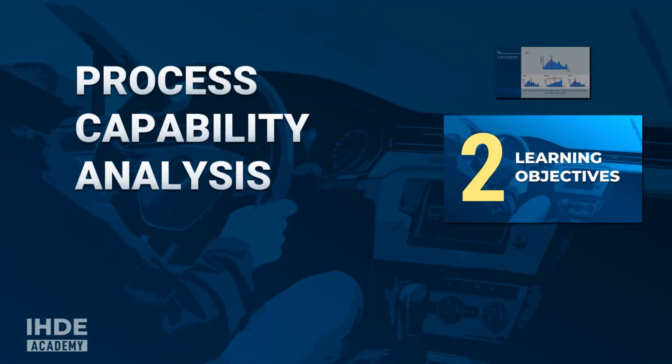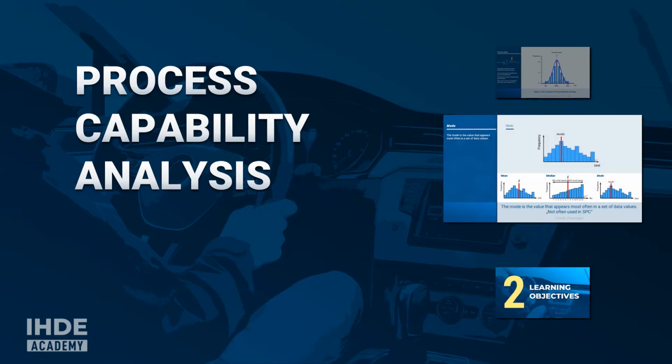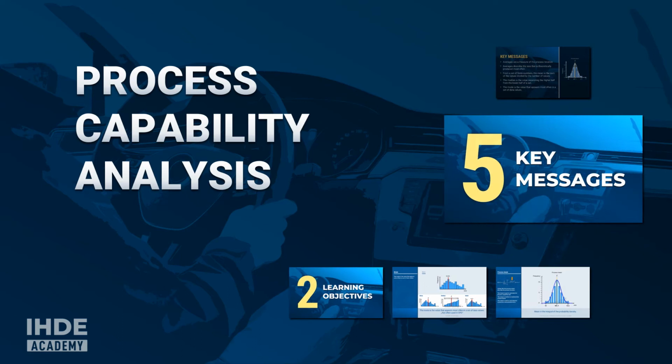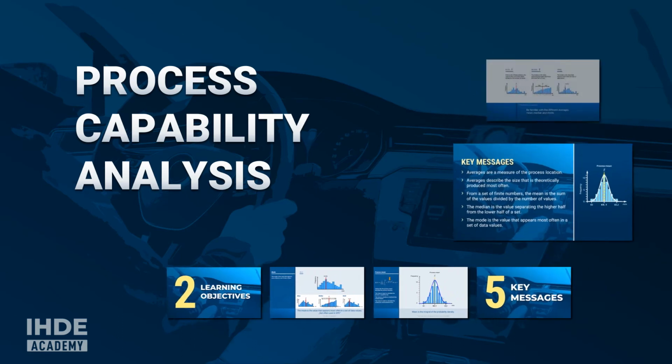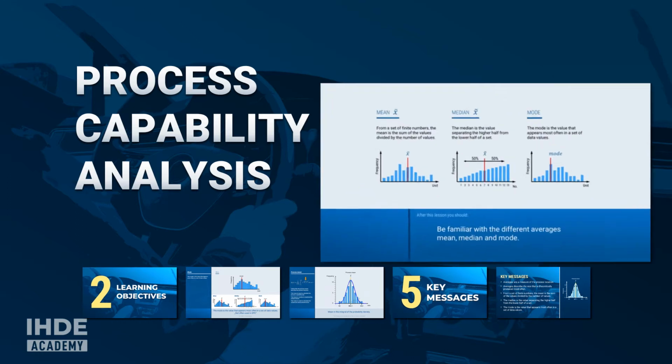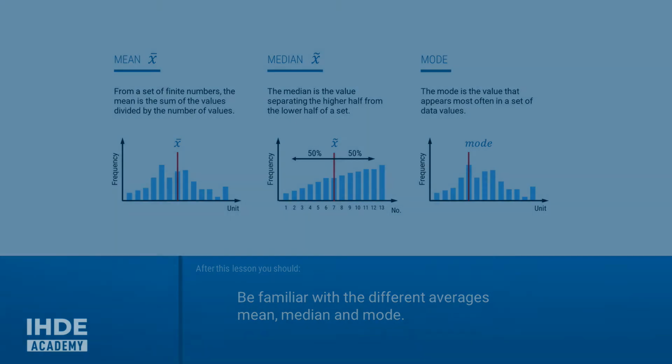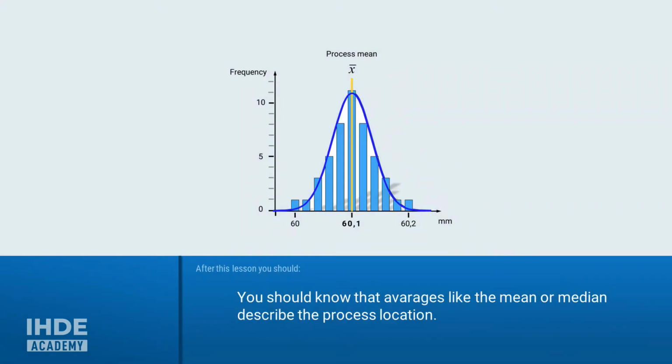Average values describe the location of processes. Three important average values are presented in this lesson. And hello again to this lesson, which essentially has two learning objectives. At the end, you should know the arithmetic mean, the median, and the mode. Furthermore, you should know that mean values are used to describe the process location.